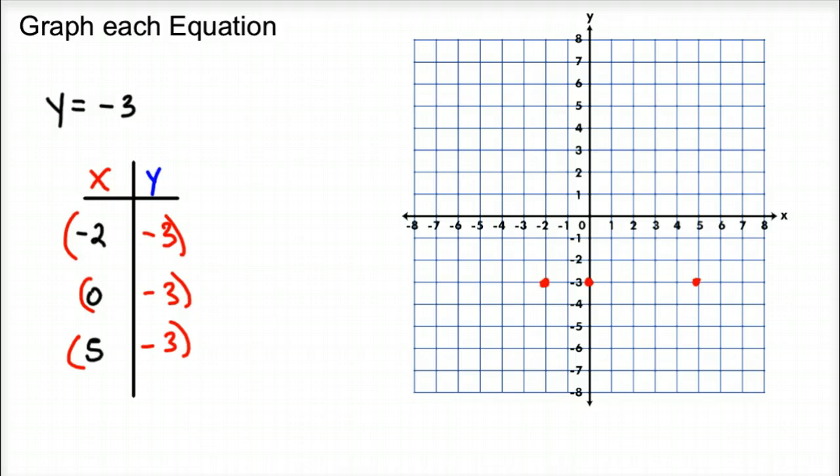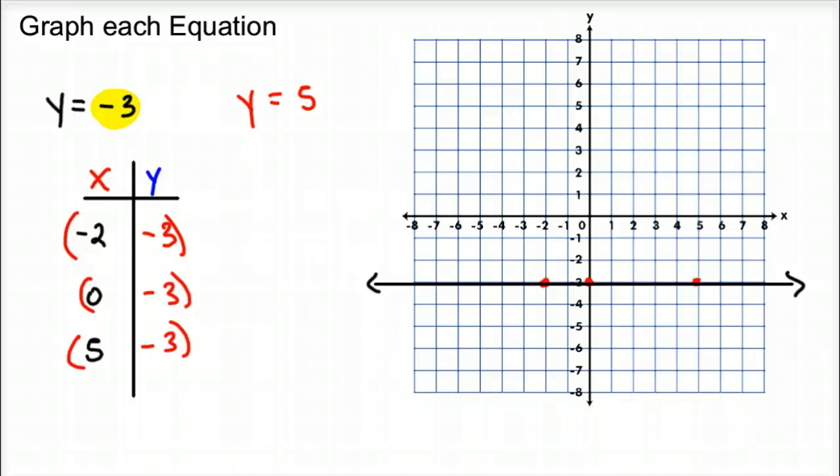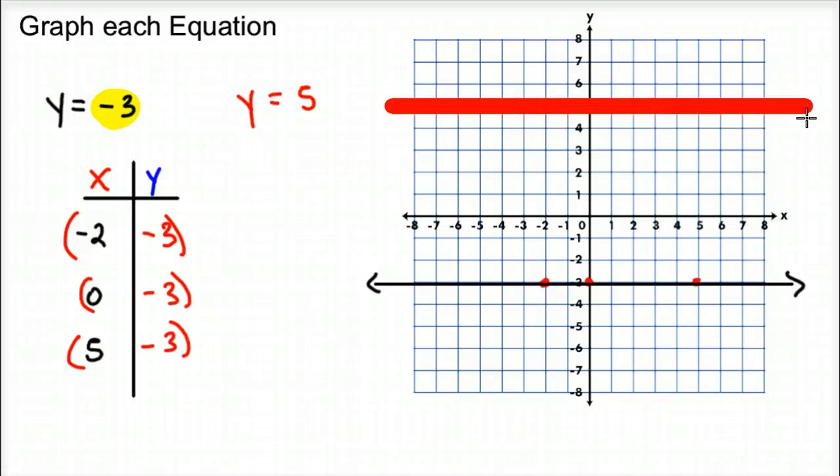So now if you notice, this equation created a horizontal line going through the value of -3. Now again, this graph will always look the same. So if you had something different, you said y equals, let's say 5, then in this case you would have a horizontal line going through the y equals 5 number.